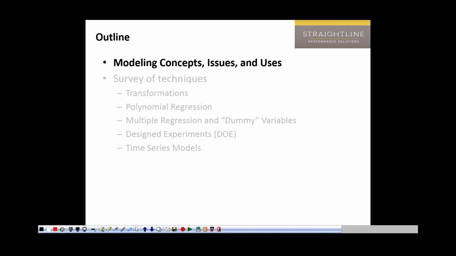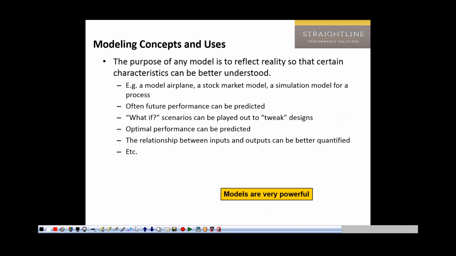So let's first talk about some concepts, issues, and uses. Now, we've all built models before. Models could be anything. There are environmental models, engineering models, model airplanes, simulation models. What we're talking about here is a mathematical model. And we can essentially use these models to predict the future.